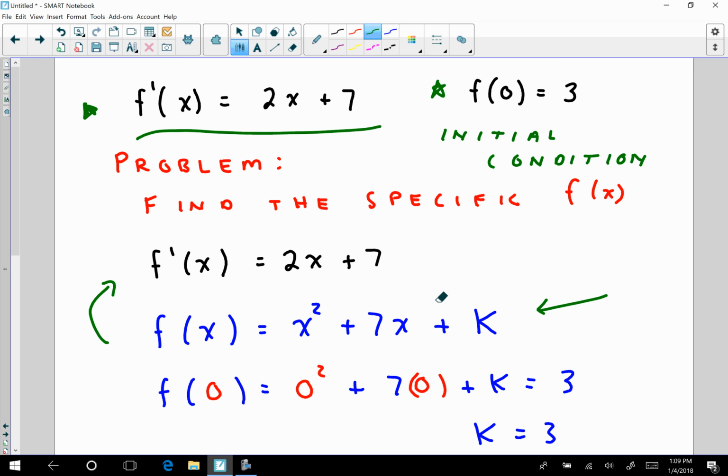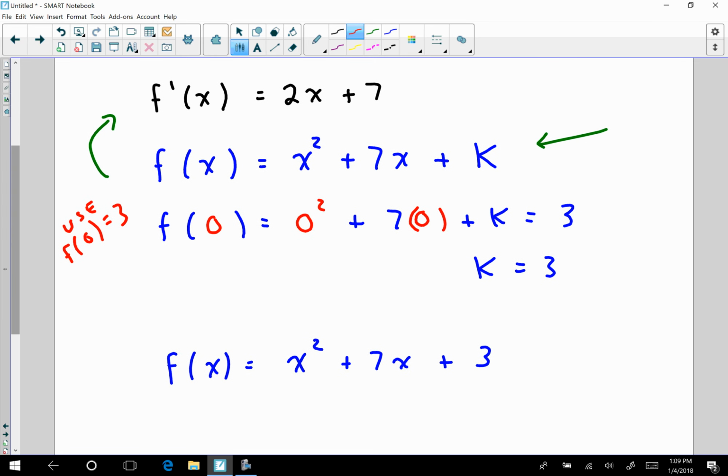But now I'm going to use this second condition, the fact that f of 0 is equal to 3. Wherever I see x in f of x, I'm going to put 0, and the output is going to be 3. So I put 0 in for x squared and 0 in for this x. That will give me 0 squared plus 7 times 0 plus k is 3. And it's easy to see that k is equal to 3.